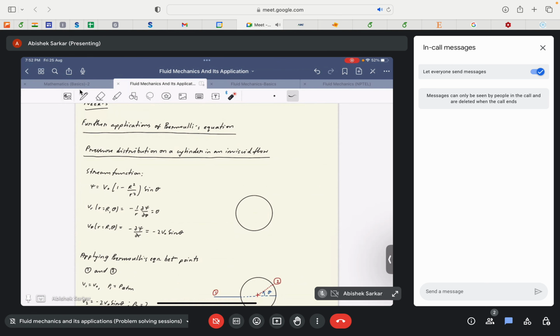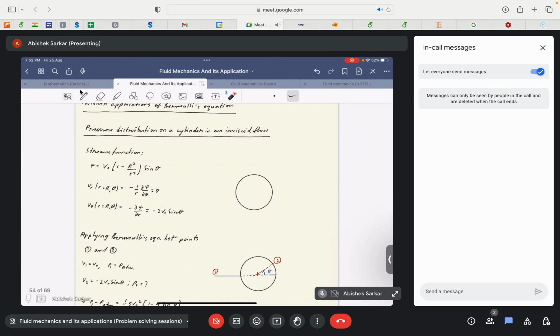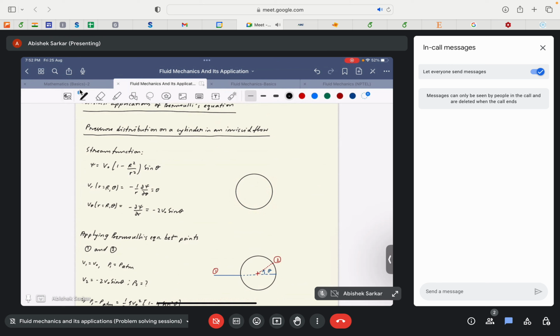One of the applications discussed by Professor Gupta in the video lectures was finding the pressure distribution on a cylinder in an inviscid flow. So for flow over a cylinder, from the inviscid flow the stream function is given as V naught (1 minus R square by r square) r sin theta, where R is the radius of the cylinder and V naught is the free stream velocity that approaches the cylinder.